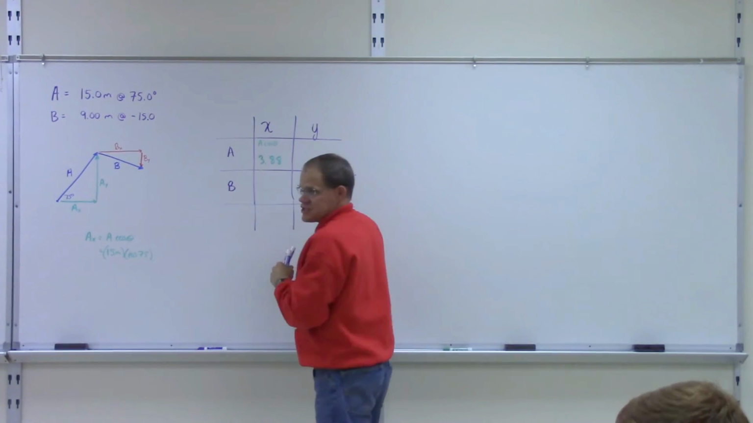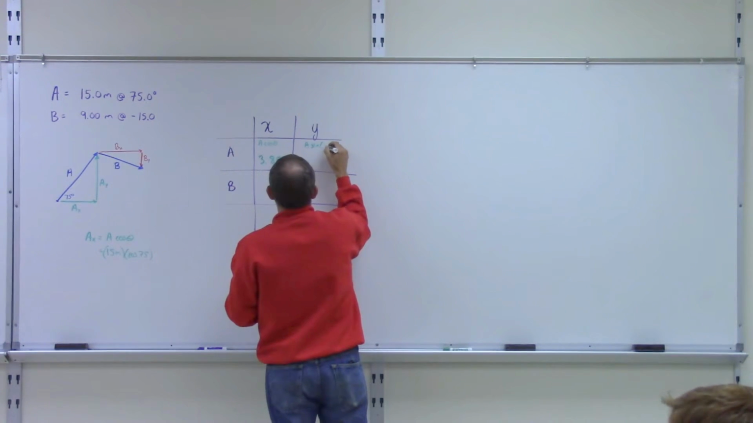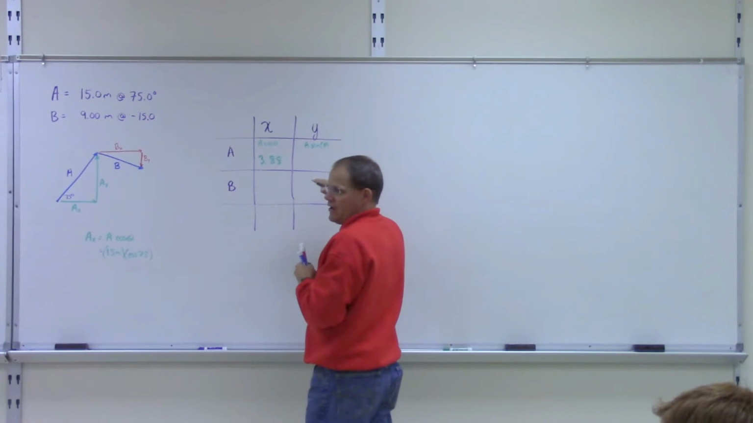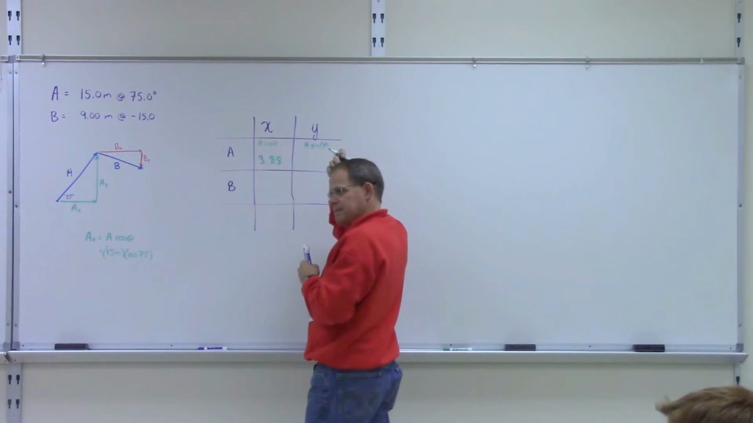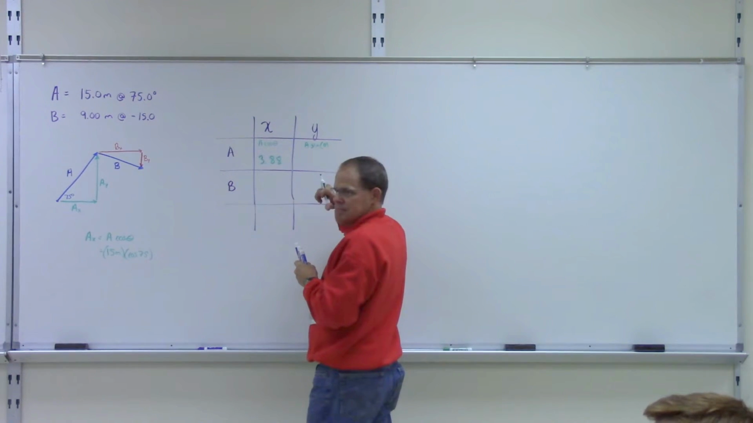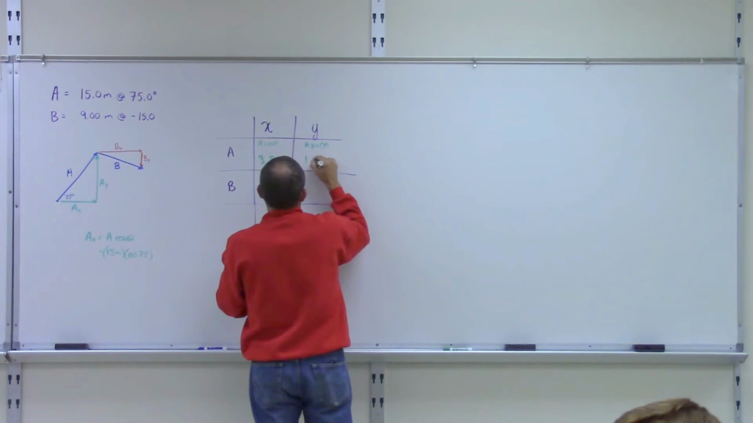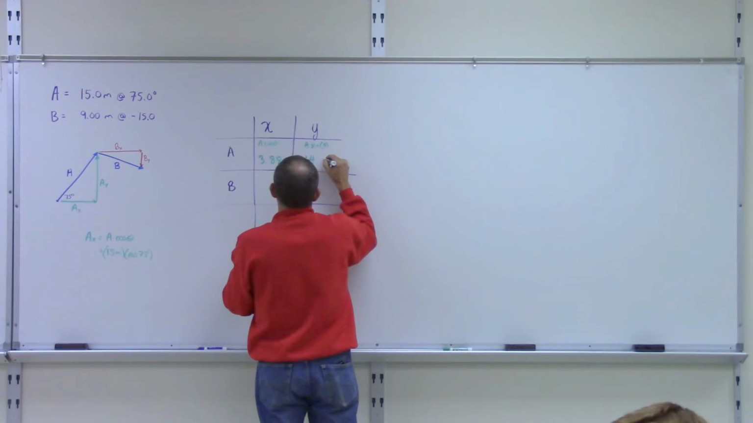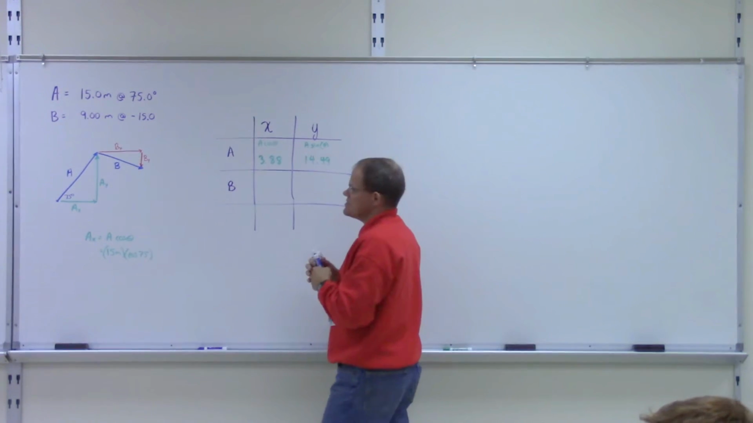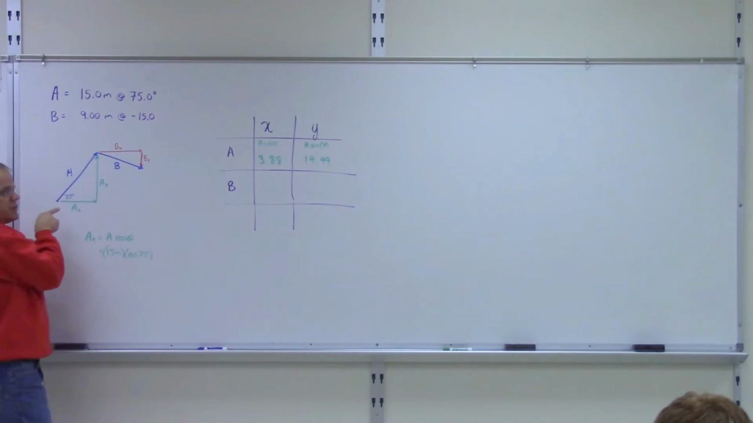What about in the y direction? How do we find that? Well, we take A times the sine of the angle. So take 15 times the sine of 75. What'd you get there? Got it, Chloe? 14, give me a little more accuracy. 14.49. Okay? So what that's telling us is that when you go from here to here, you go 3.88 meters in the x direction.